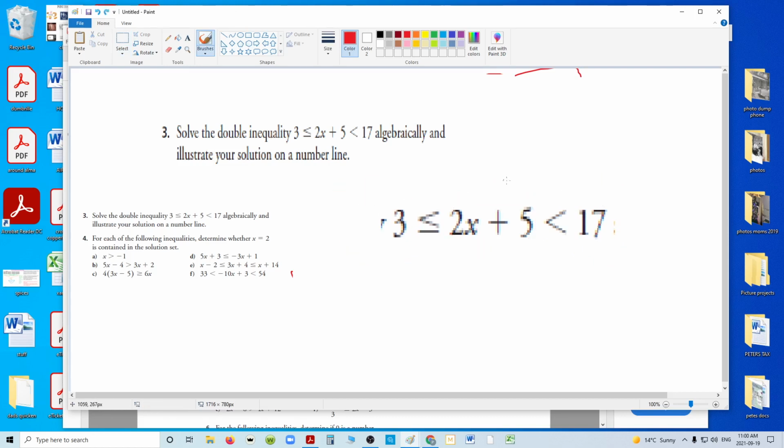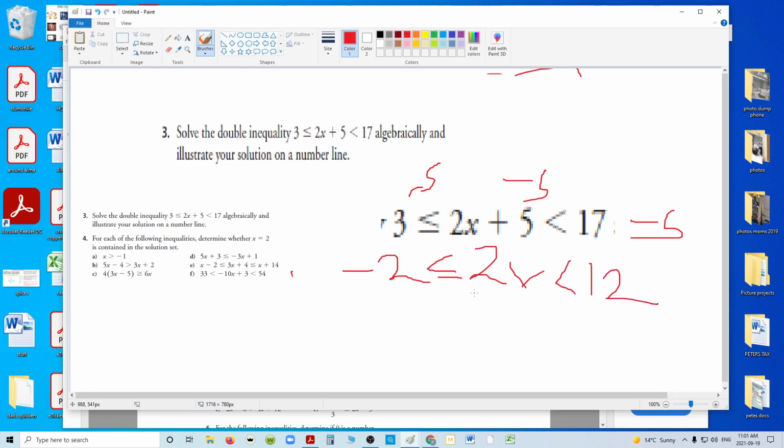So the first step, we need to subtract 5, but that means I have to subtract 5 here and subtract 5 here. I get minus 2 is smaller or equal to 2x smaller than 12. I divide all sides by 2, and I get minus 1 is smaller or equal to x smaller than 12. And there you go.